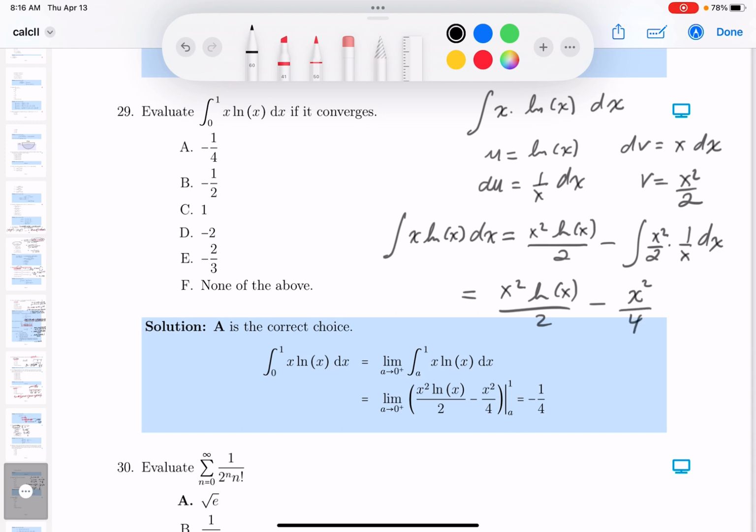Let me just check that again. The x cancels, I get an x. The antiderivative of x is going to be x squared over 2. And I already have a 2 there, so it's a 4. Looks pretty good. Then plus constant. All right? So I know my antiderivative.